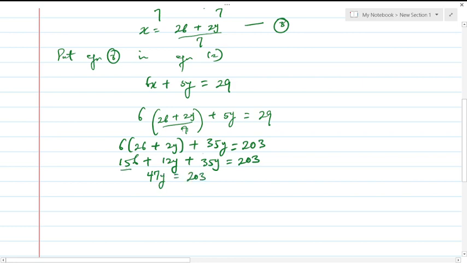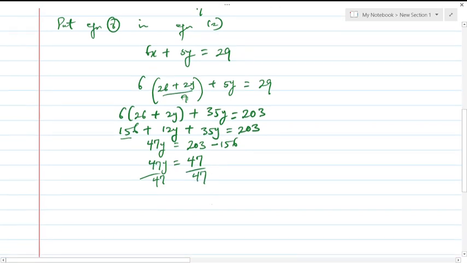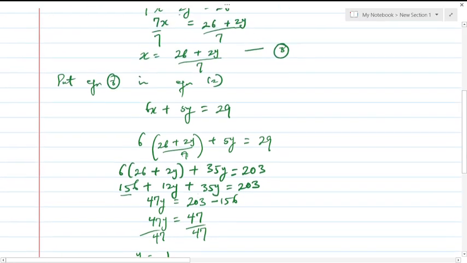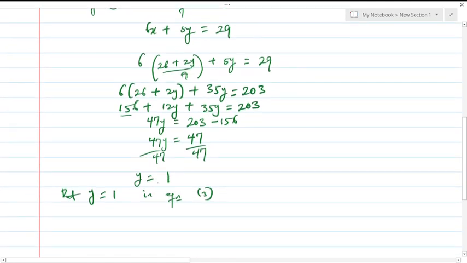If 156 crosses to the other side, we have 47y equals 203 minus 156. That should give us 47. Then we divide both sides by the coefficient of y, which is 47. With that, we have the value of y equals 1. So now we can easily put y equals 1 in equation 3 in order to get the value of x.